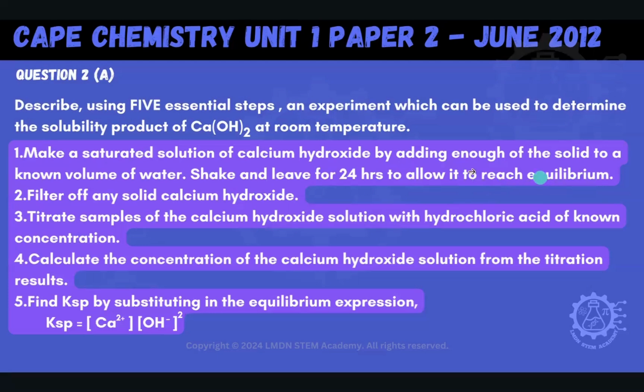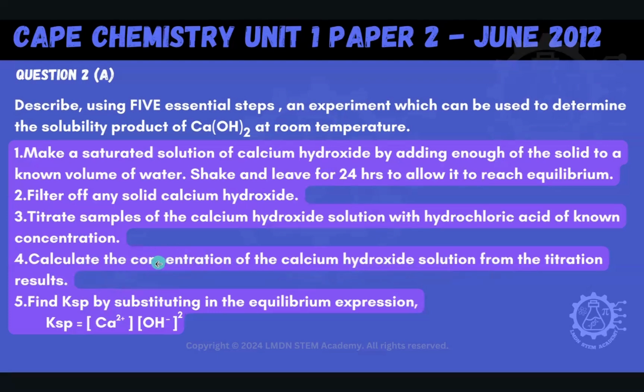After it reaches equilibrium, we're going to filter off any solid calcium hydroxide that wasn't a part of that equilibrium. And once we filter that off, we're going to titrate samples of the calcium hydroxide solution with hydrochloric acid of known concentration. The reason why we're doing that titration is to be able to calculate the concentration of calcium hydroxide solution from those titration results.